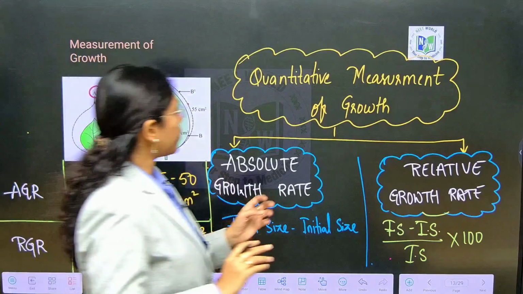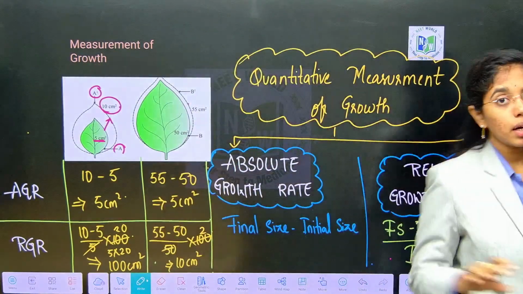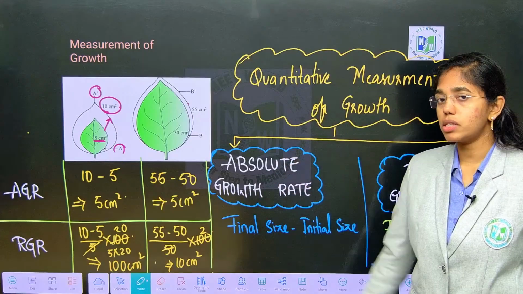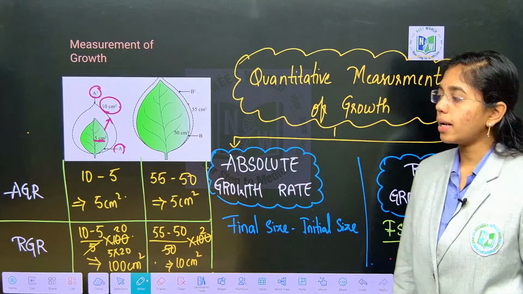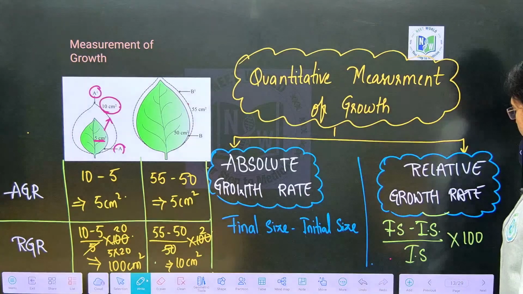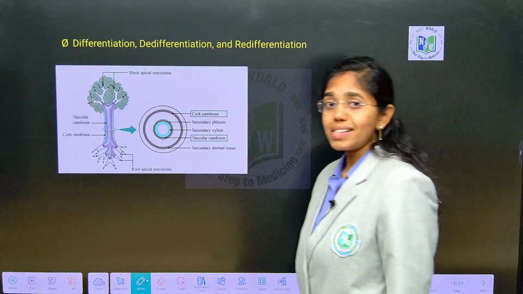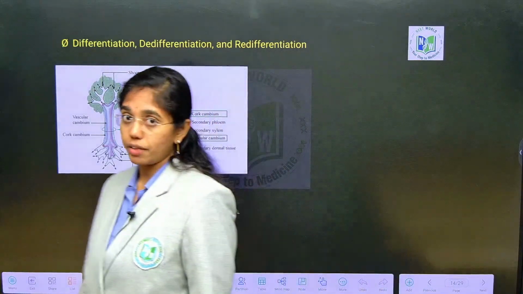Absolute growth rate and relative growth rate, very important. Application based questions have been asked quite a few times in your previous year questions, both for NEET and EAPCET. If you are having any doubt, you can ask me here itself. Then the concept of differentiation, de-differentiation and redifferentiation.